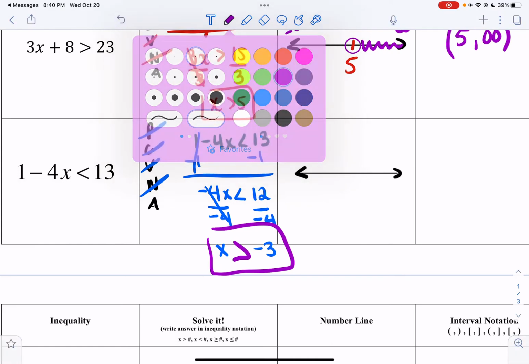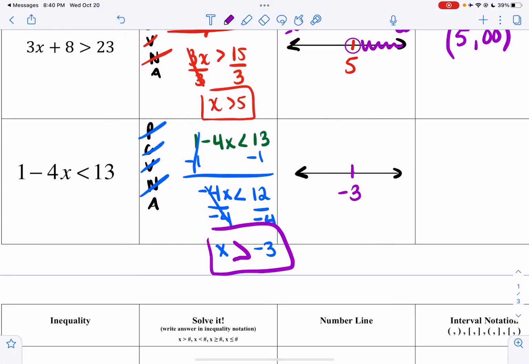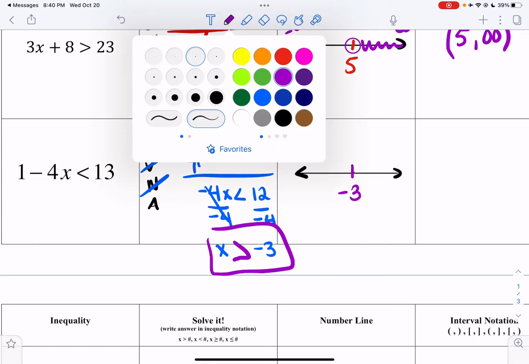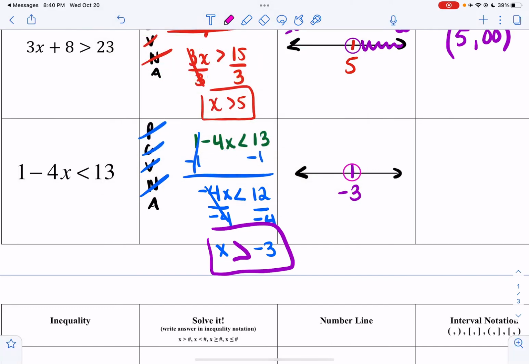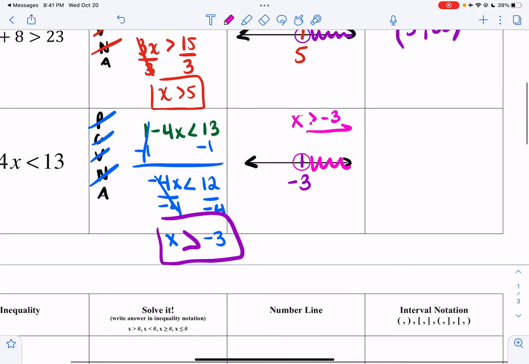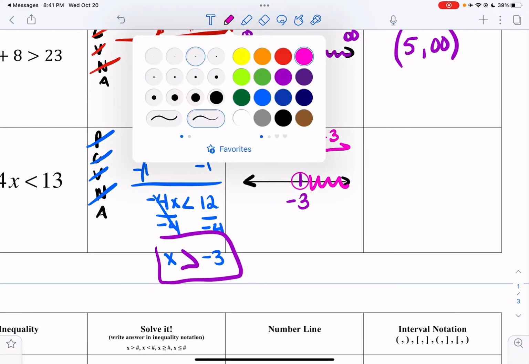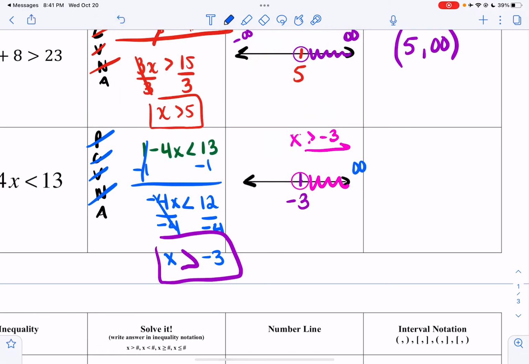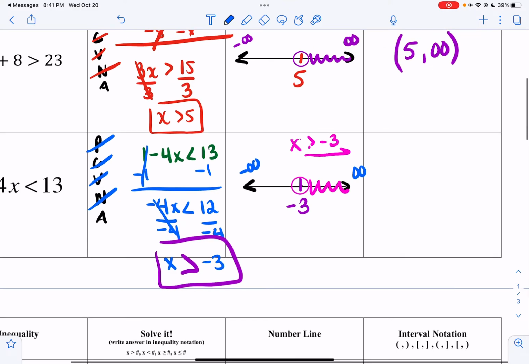I'm going to put my negative 3 smack dab in the middle. I'm going to put an open circle on it because it's not greater than or equal to. And since I'm doing x greater than negative 3, I'm going to shade in this direction. So I'm going to shade like this. And just a little reminder, we're going to put our infinity right here and our negative infinity right here. That way we know what interval we're doing for our interval notation.